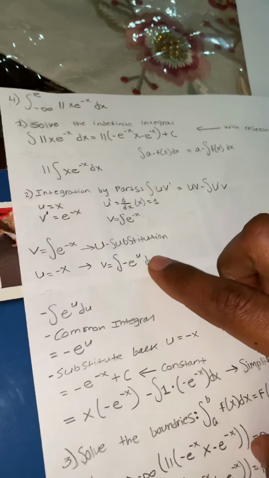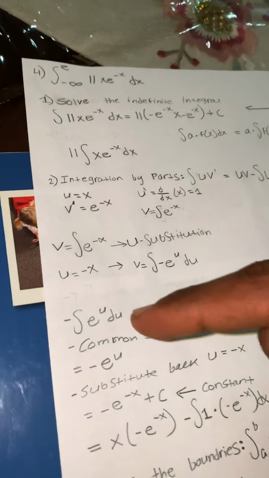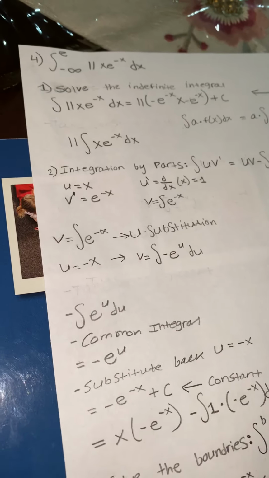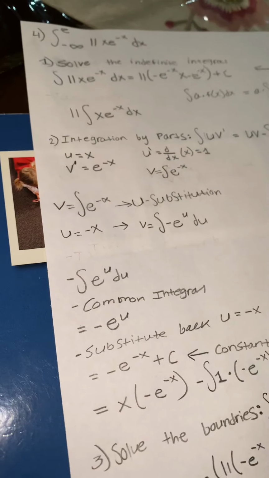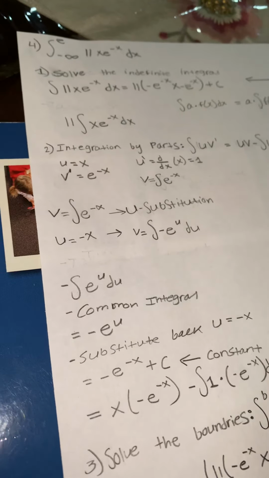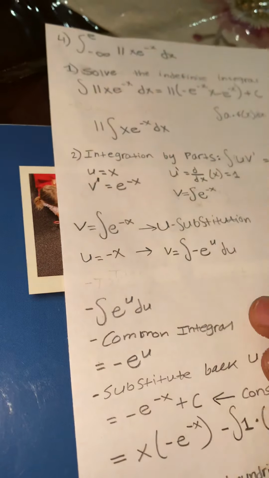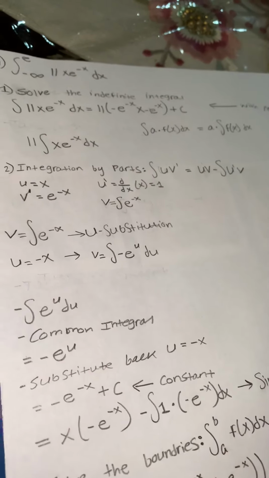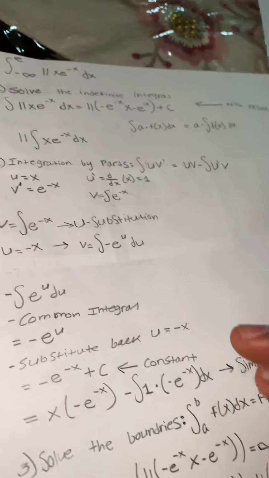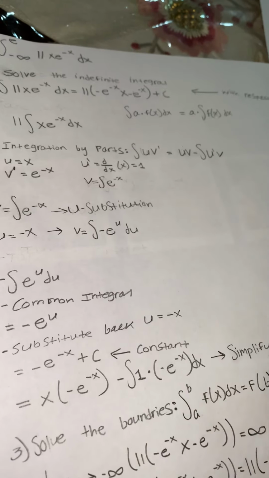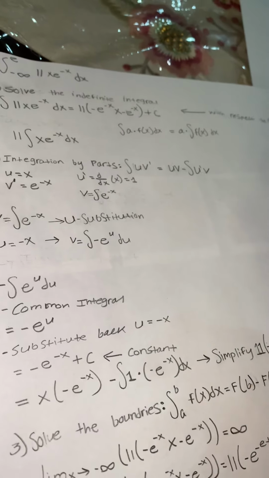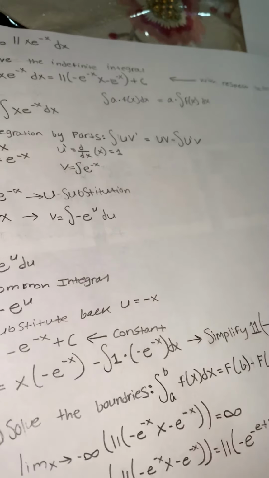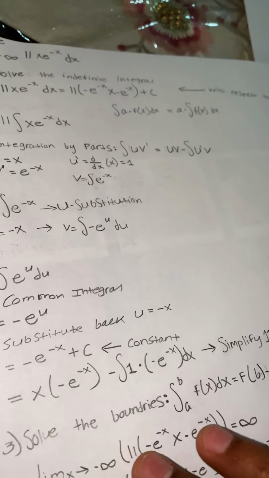Then we're going to take out the constant, which is the negative 1, outside of the integral. So it'd be negative 1 times the integral of e to the power of u du. Then we find a common integral, which gets rid of the integral, and we get negative e to the power of u. We substitute the u back in, where u is negative x. So we'd get negative e to the power of negative x plus c, which is the constant.